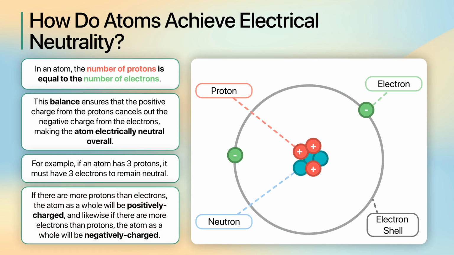If there are more protons than electrons, the atom as a whole will be positively charged, and likewise, if there are more electrons than protons, the atom as a whole will be negatively charged. We will discuss such particles in much more detail when we look at positive and negative ions in later lessons.